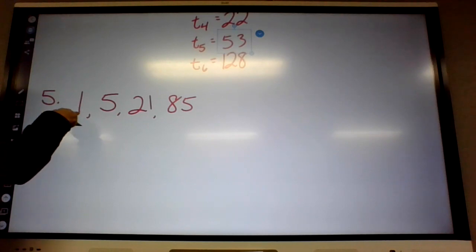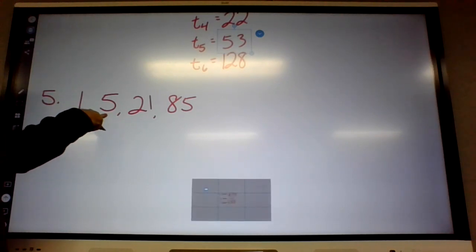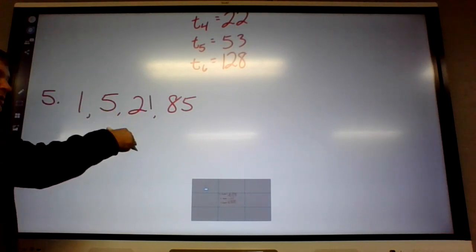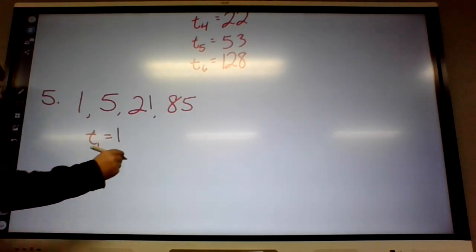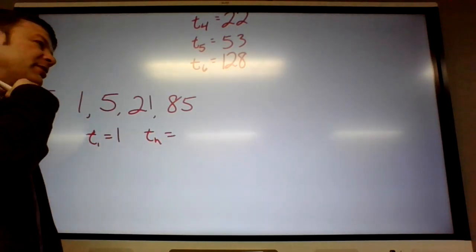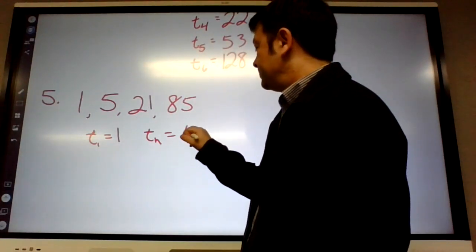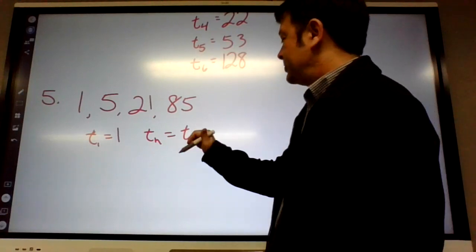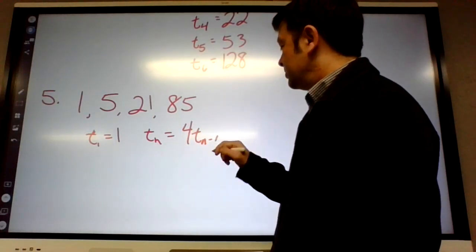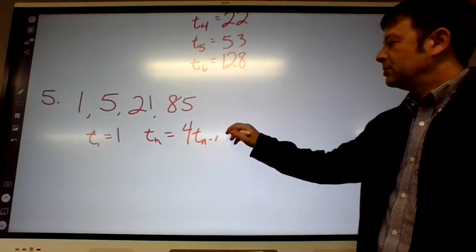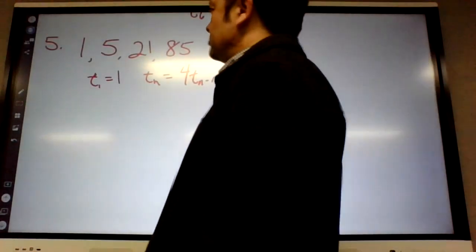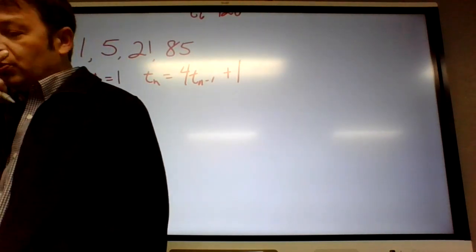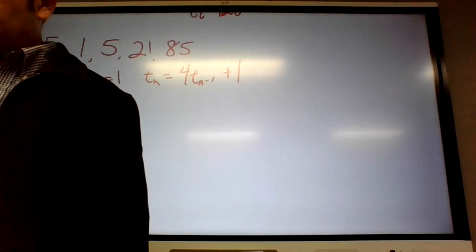But 1 times 4 is 4, and then that's one bigger than that. 5 times 4 is 20, one bigger than that. 21 times 4 is 84. Yeah, so it is times 4 plus 1. So on recursive, that's when you define the first term and then you just say, the nth term is the previous term. And what do you do to it? The previous term times 4 plus 1.